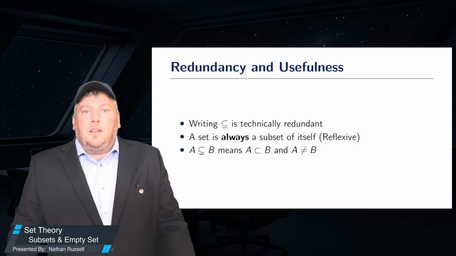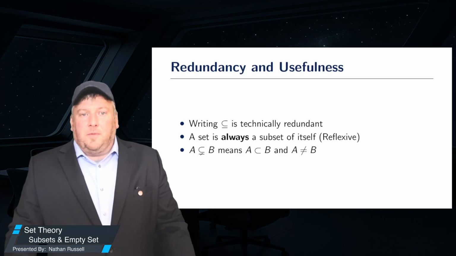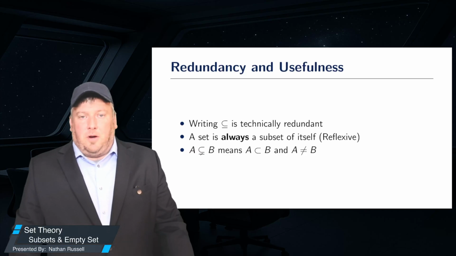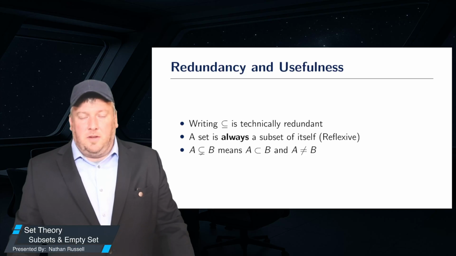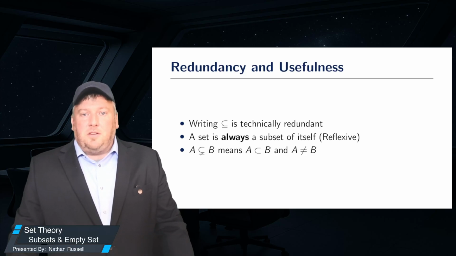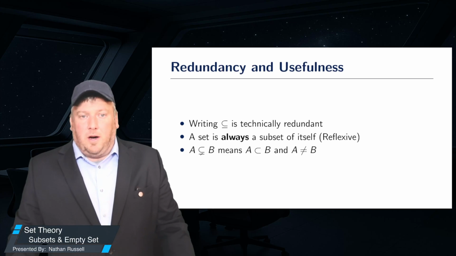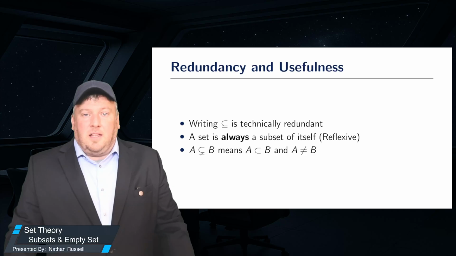of B. The subset symbol mixed with the equality symbol is technically redundant. By definition, a set will always be a subset of itself. After all, everything in A is also in A, satisfying the subset definition. But the notation to indicate a proper subset is very useful and often required. It indicates a set that is a subset but does not have the potential for equality.